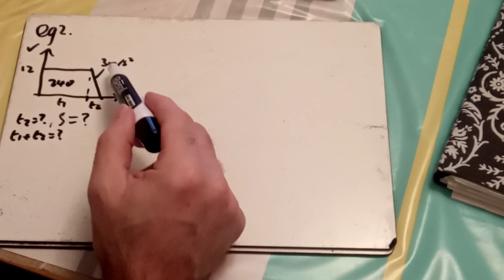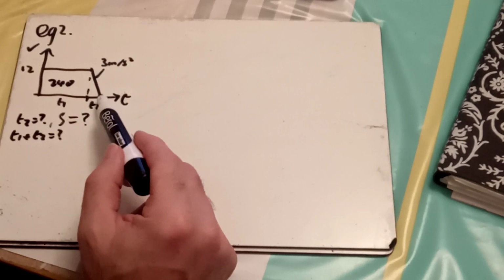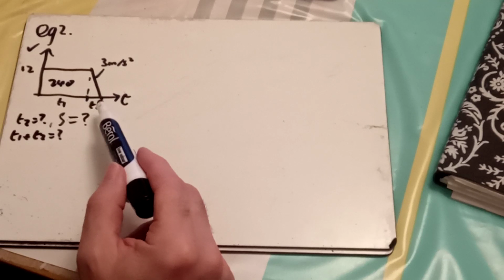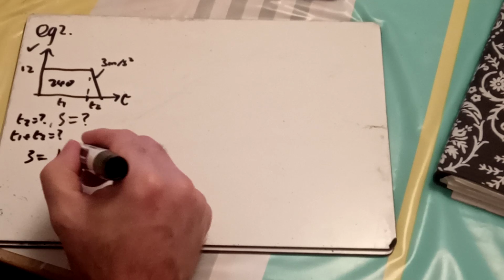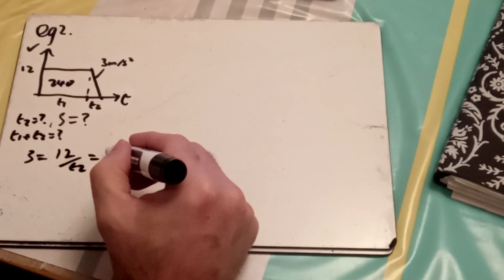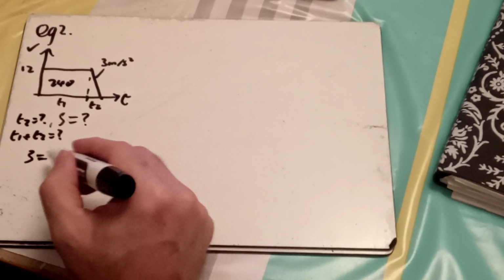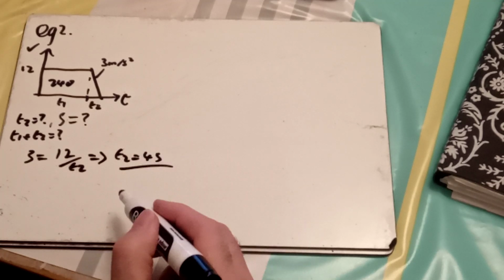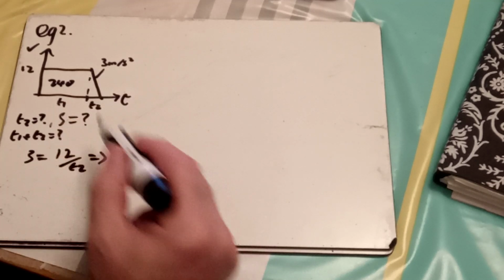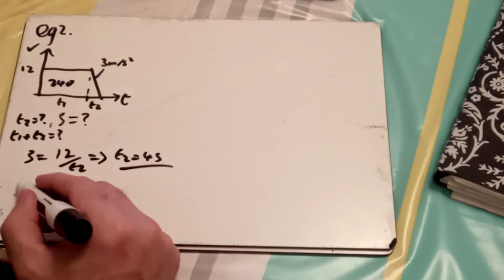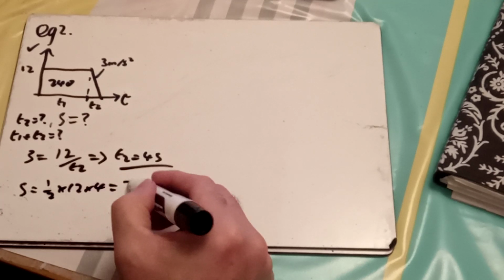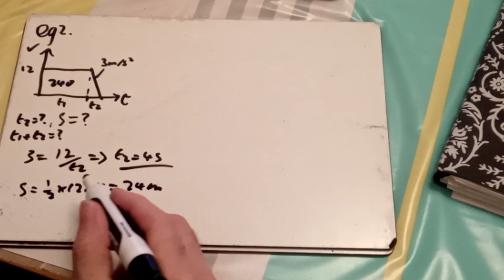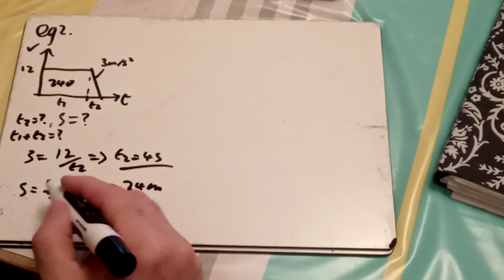So for example, I know that I'm using the gradient to find what T2 is, the time that it decelerates. The gradient is 3, which is 12 over T2. So I know that the gradient, acceleration 3, is 12 divided by T2, which means that T2 is 12 over 3, which is 4 seconds. And if that's 4, I can work out the distance that it covers there. So the distance that it covers in that time, it's a triangle, a half times 12 times 4, which is 24 metres. What that means is my rectangle is 216 metres.